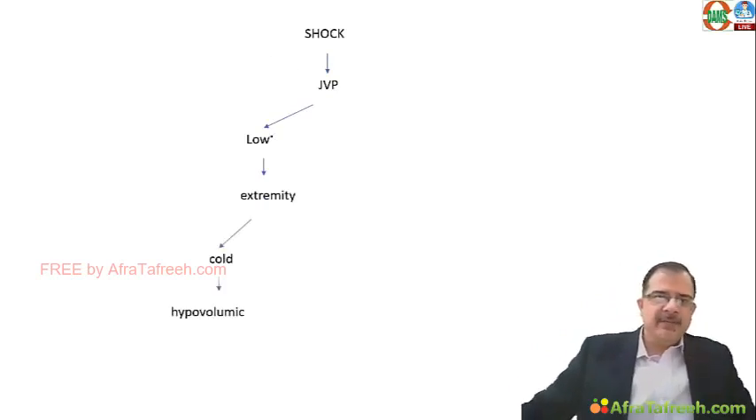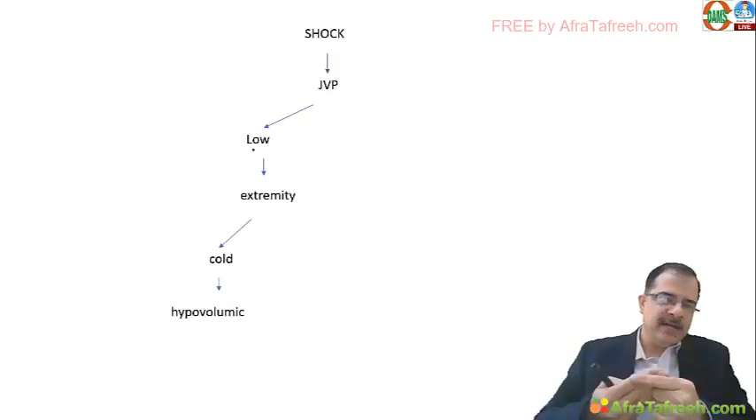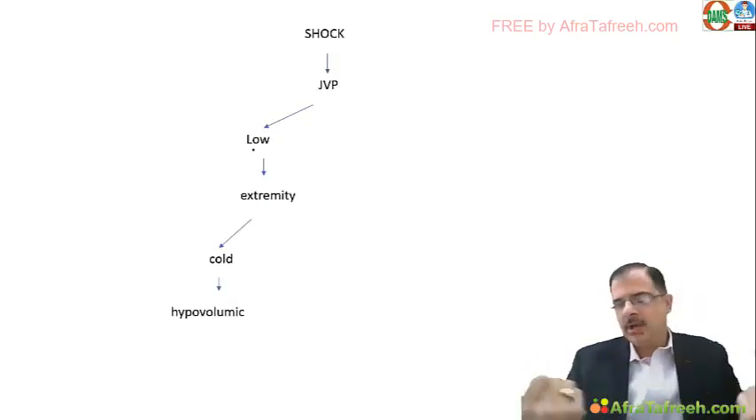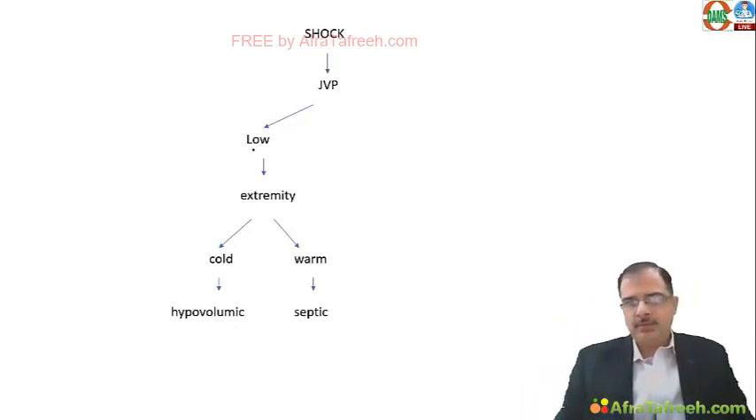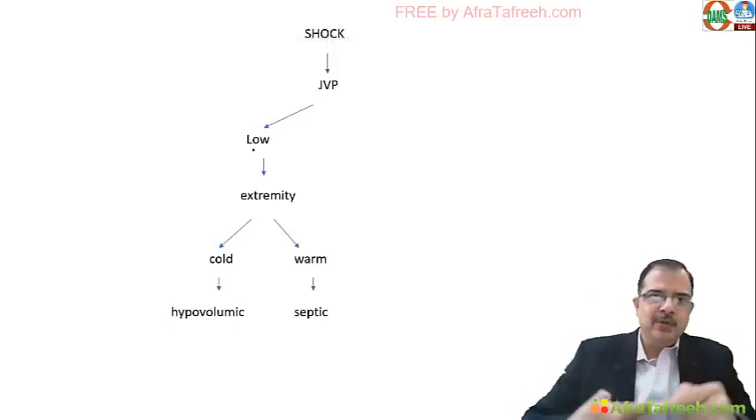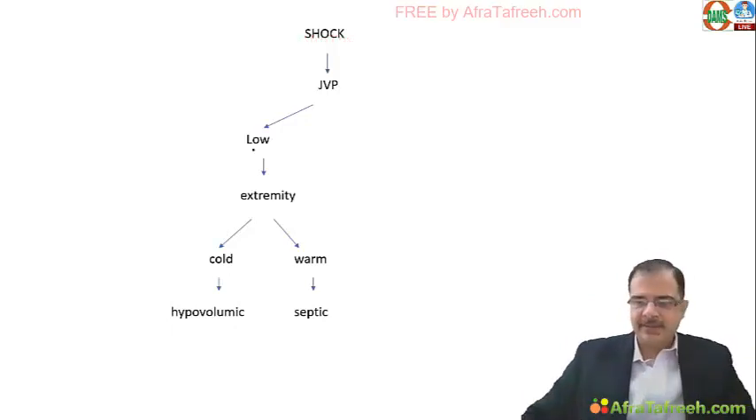If the JVP is low and peripheries are cold, it is a hypovolemic shock. IV fluids will be given. While if extremities are warm with low JVP, it is a case of septic shock. So that's how we can make a diagnosis. Septic shock is treated with IV fluids, norepinephrine, and antibiotics.